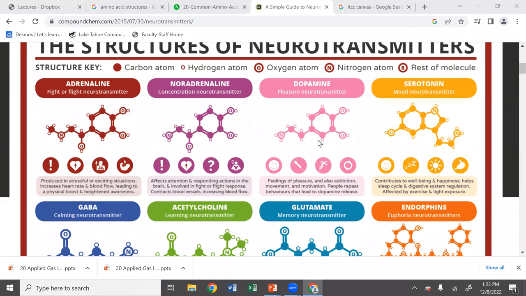So do mood stabilizers take on a similar molecular structure to these?